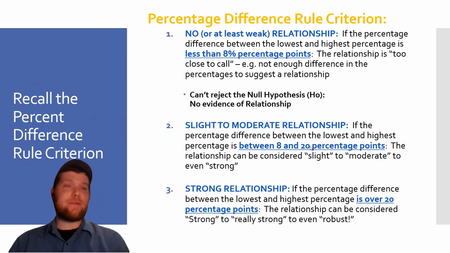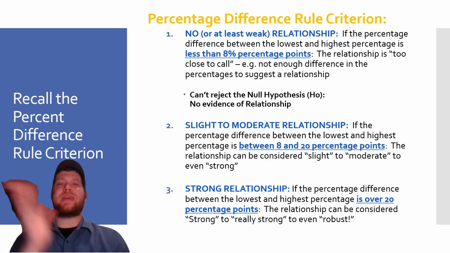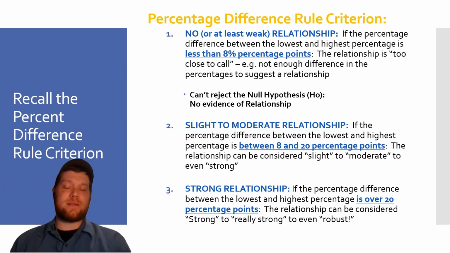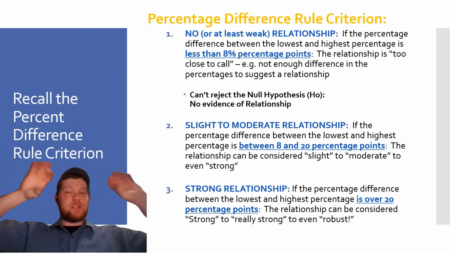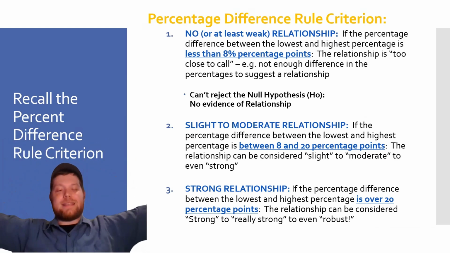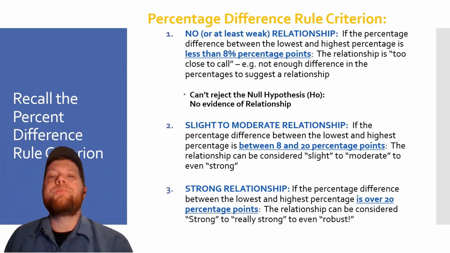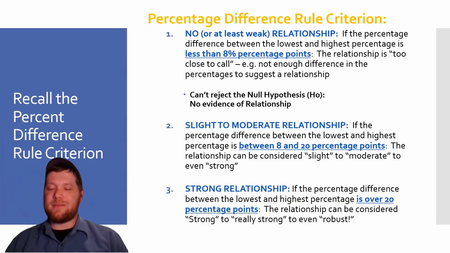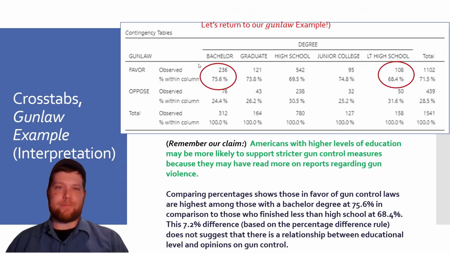Quick run through the percent difference rule. I said if there's less than 8 percentage points, I don't think there's a big relationship. There doesn't seem to be a lot of evidence of a relationship, so we can't reject the null hypothesis. But if I have a slight to moderate relationship, between 8 to 20 points of a difference between the highest and the lowest, we just look at the two polarizing figures and see what the difference is, the big math we had to do. The strong relationships are definitely over 20 percentage points. Really strong or even robust. This is really nice if we can get over 20 percentage points. There's a clear example that a relationship is present.